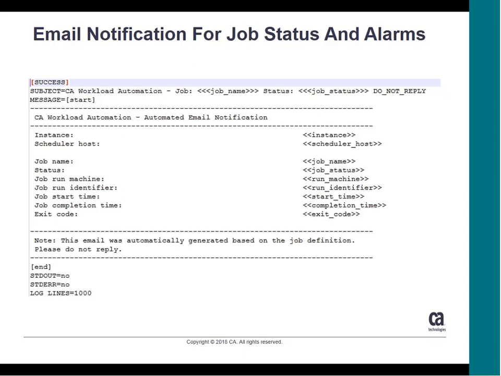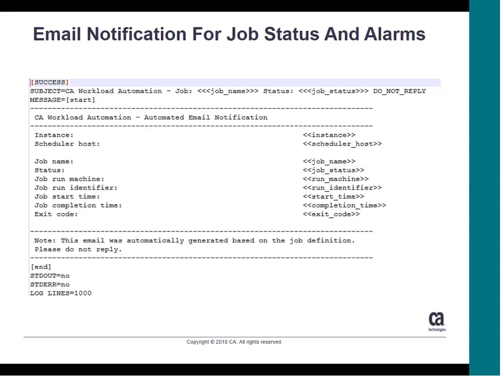Std out, std error: this talks about the provision to send the standard out and standard error files as attachments. By default these are no, but you can choose yes, and then the scheduler will ensure that the job-related output files are captured and sent.